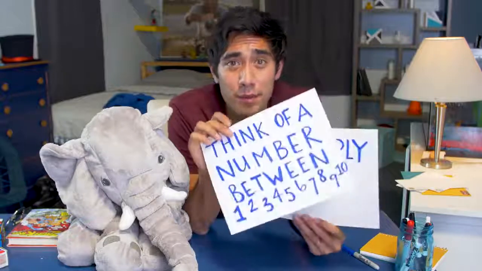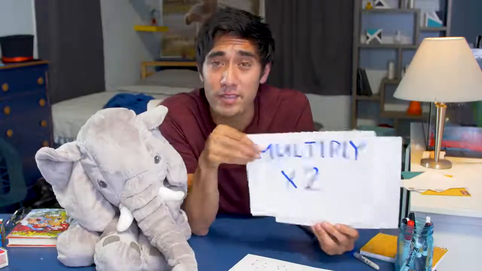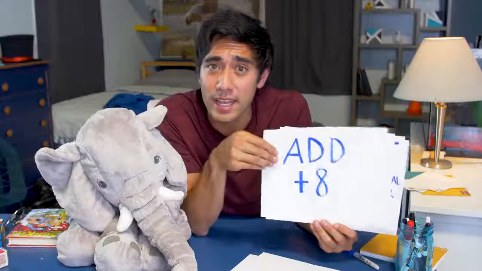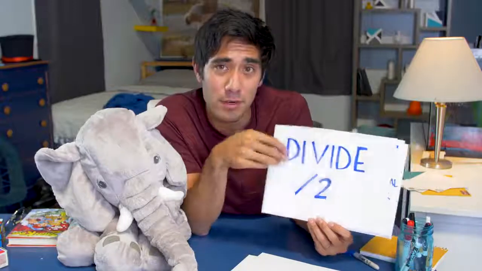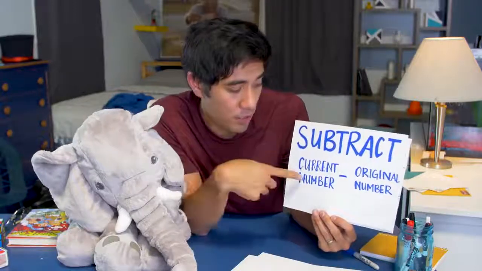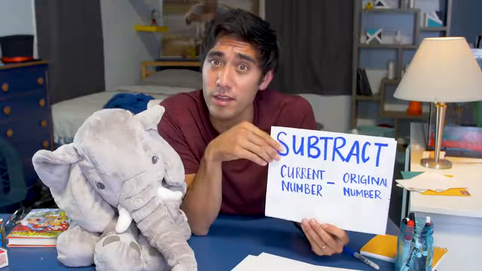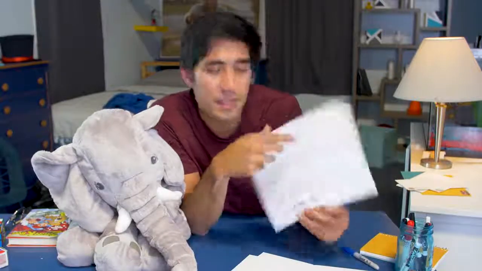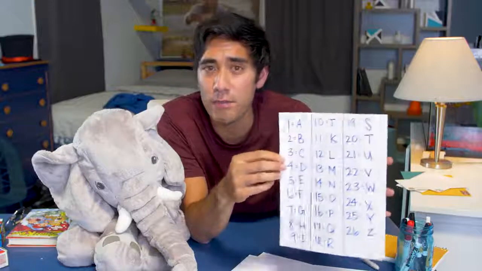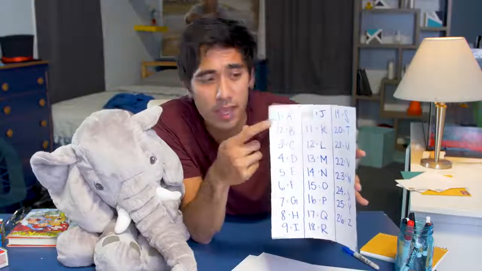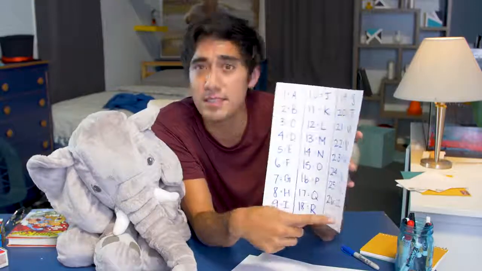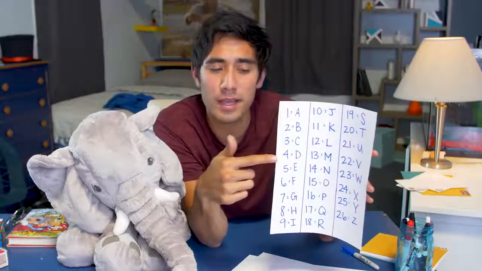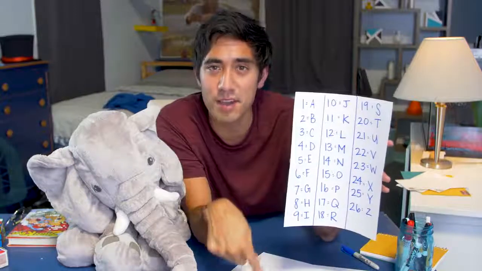You have them think of a number between 1 and 10, you have them multiply it times 2, you have them add 8, you have them divide it by 2, and then you're gonna take their current number and subtract from the original number they thought of, the 1 through 10 number. And then that's gonna correlate to this chart, the alphabet. 1 represents A, 26 is Z, and everyone is gonna get to 4 based on the math.